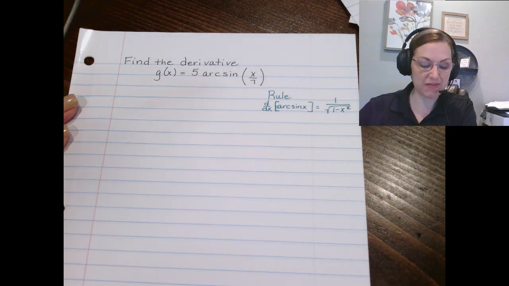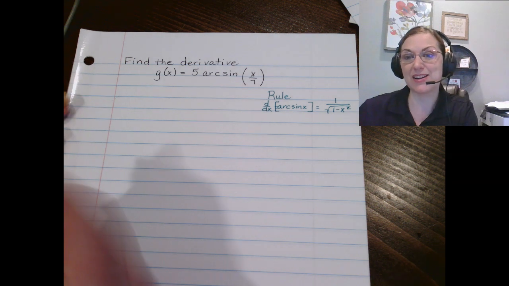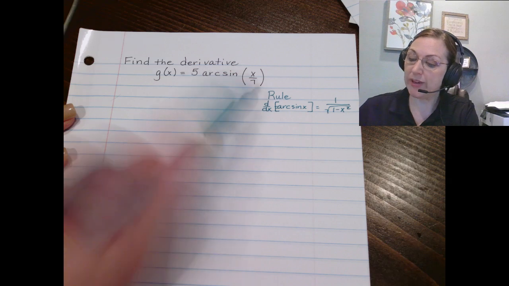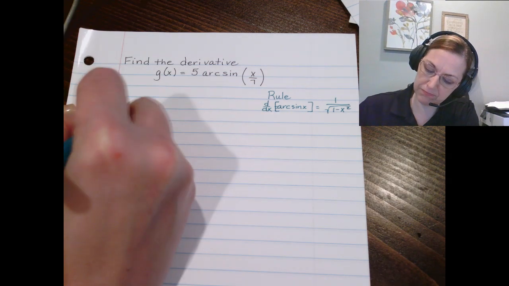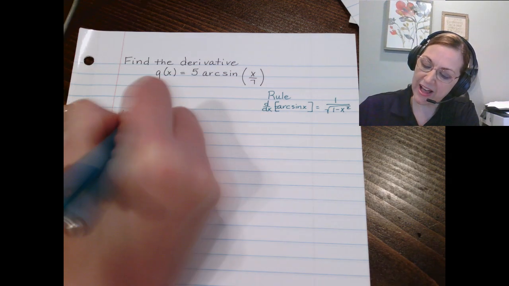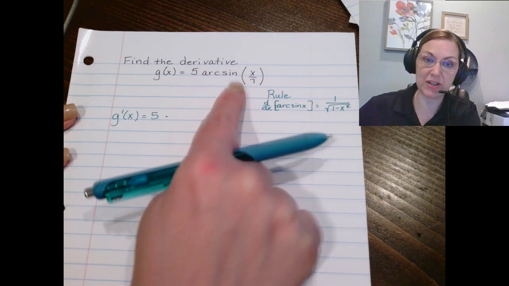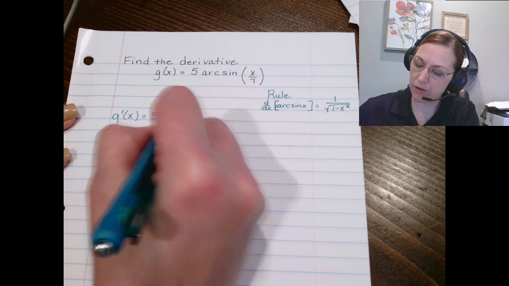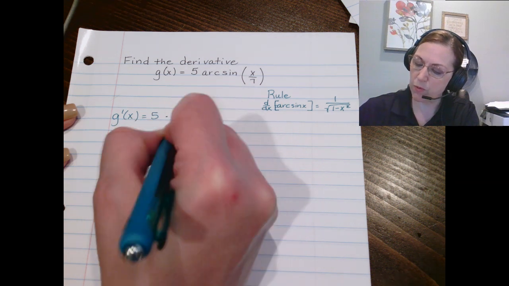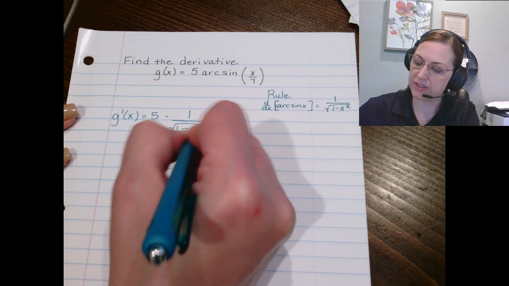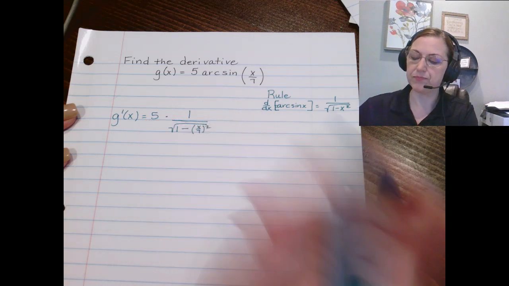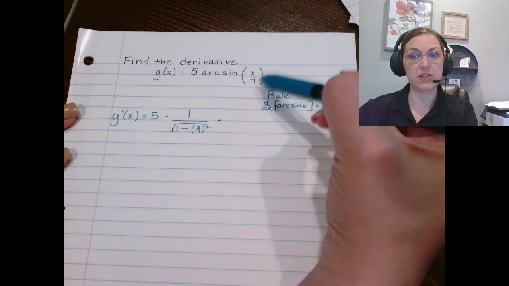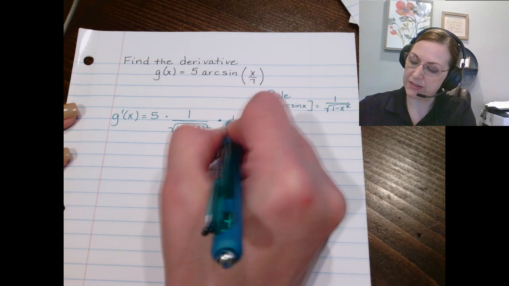We're going to find the derivative of 5 arcsine of x over 7. So we do have a chain rule going on, but we can start with the derivative. I've got 5 times, now the derivative of arcsine, we have the rule here. So I'm going to put 1 over the square root of 1 minus (x over 7) squared. And then times the derivative of x over 7, so that would be 1/7.